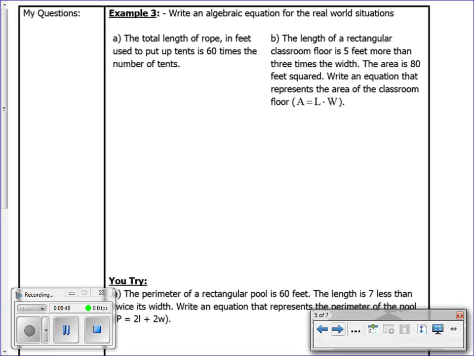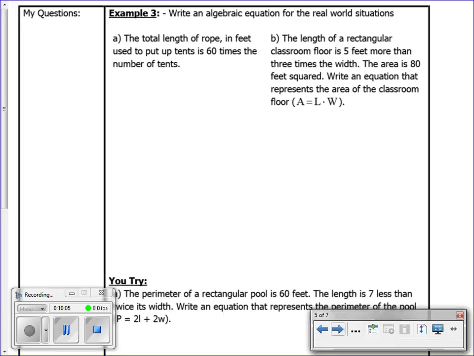Example 3 is where we have our word problems, and now you're looking at writing algebraic equations for real-world situations. So remember with the word equation, we use equal signs here, and we're just setting up the problem. We're not actually solving it all the way through.